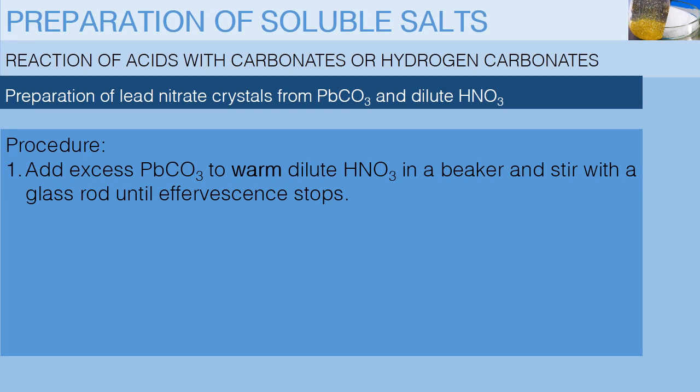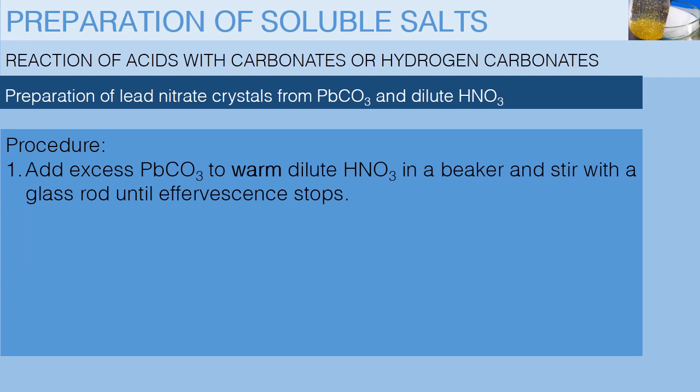Effervescence is the indication that a gas has been produced, and this gas will be produced until all the acid has reacted with the carbonate. But after that, when the reaction is over, no more gas will be formed. So this time, the effervescence is our indication that the reaction is going on. When it stops, the reaction is over, and we'll be sure that all the dilute acid has reacted with the carbonate.